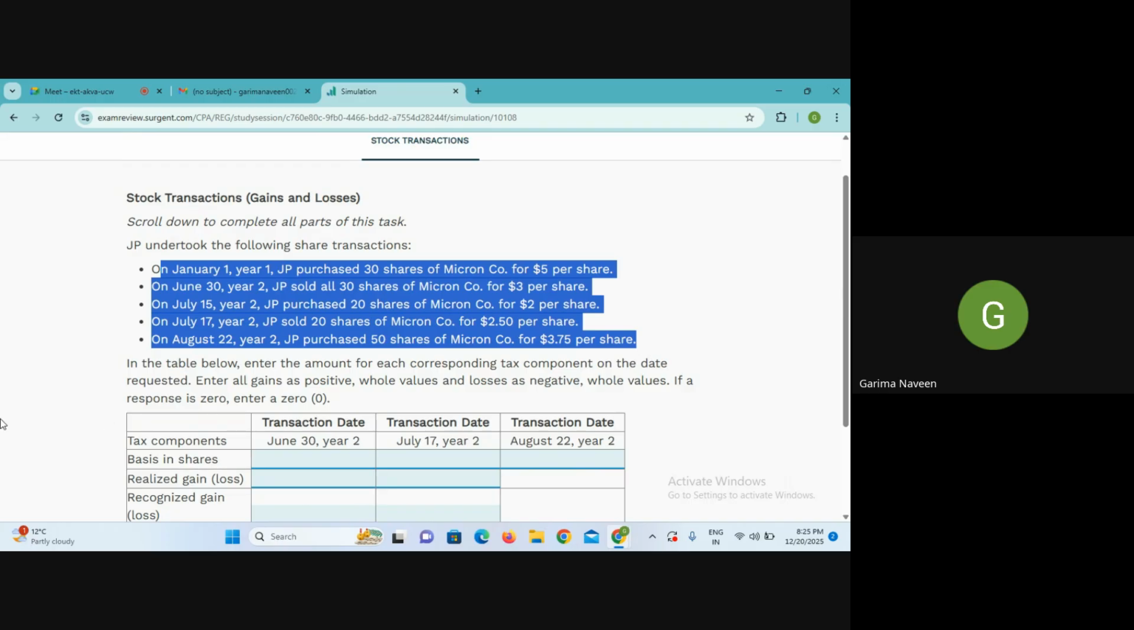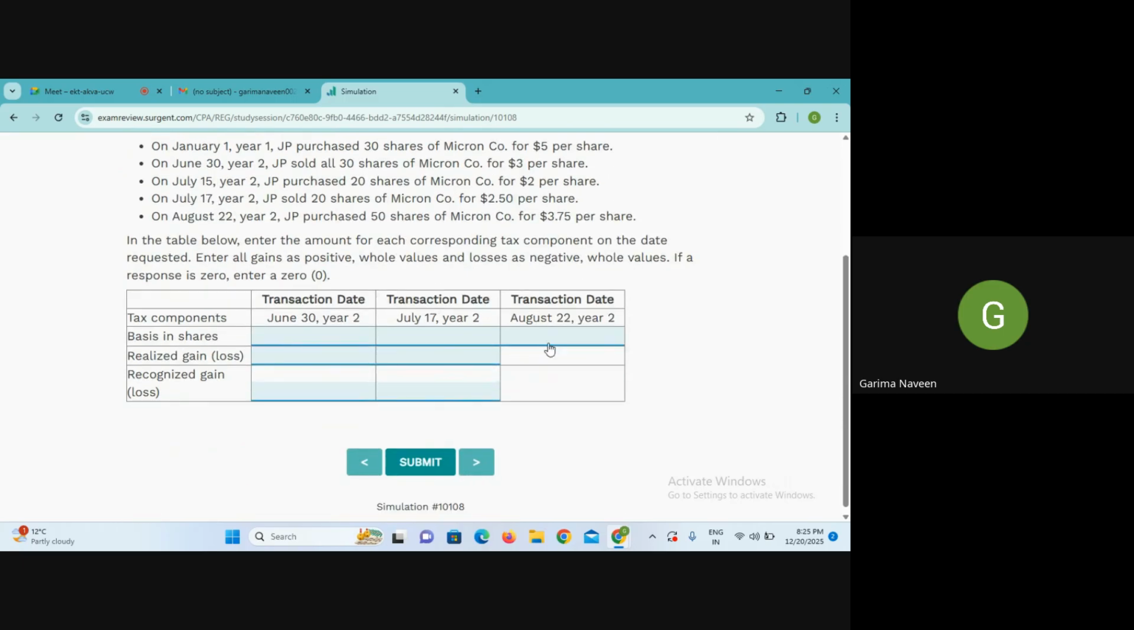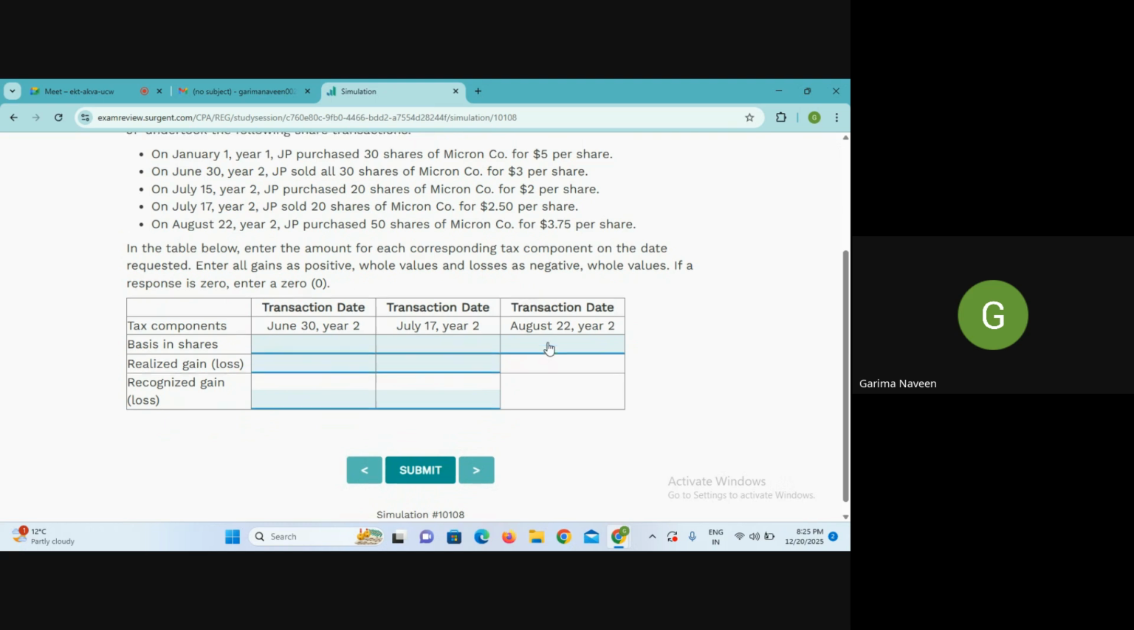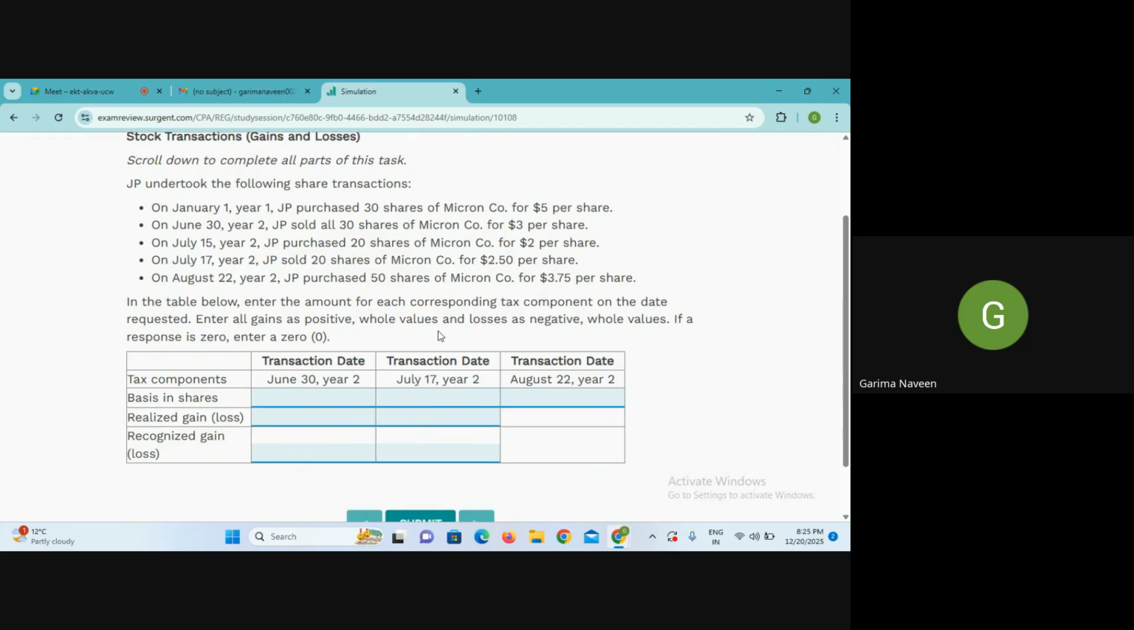Mainly your gain is recognized in case of wash sale, but your loss is not recognized. So you have to consider the wash sale loss here. Wash sale means if you are buying and selling, or selling and buying, the same shares within 30 days, and that leads to a loss, then that loss will not be recognized.